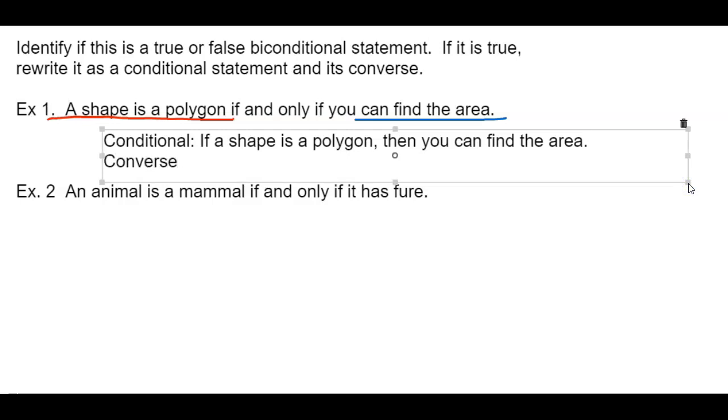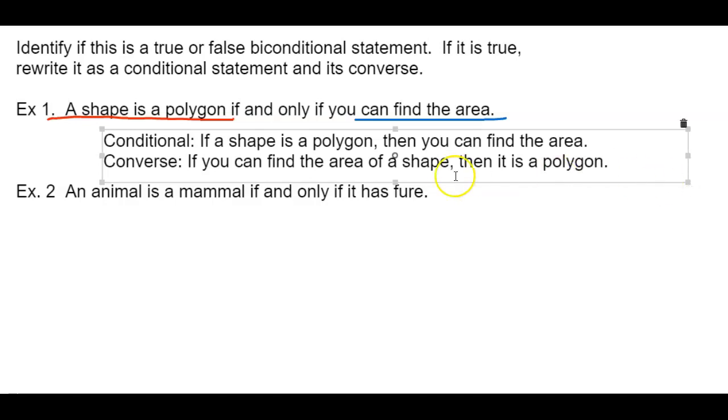So then we think about the converse. If you can find the area of a shape, then it is a polygon. Well, if you can think of a counterexample to that, then it's not true. And I can think of the counterexample of a circle. This one is a false statement. Even though the first one is true, the second one is false. You have that counterexample, a circle is not a polygon, but you can find the area. So this original biconditional is false.